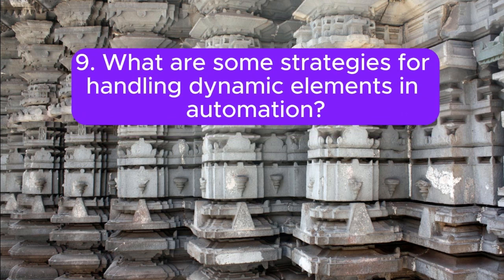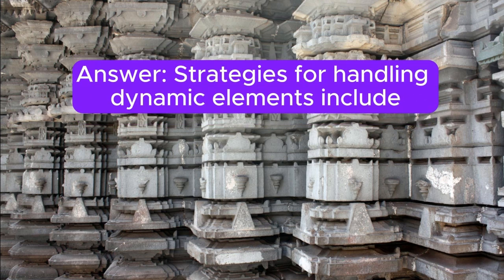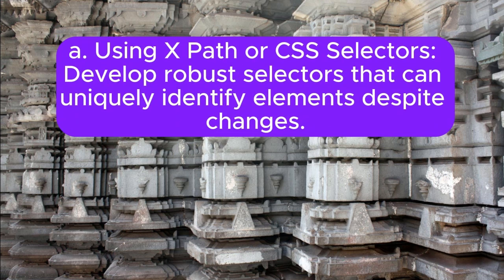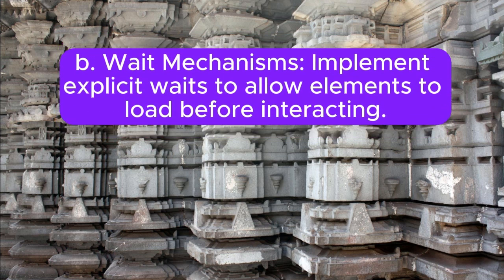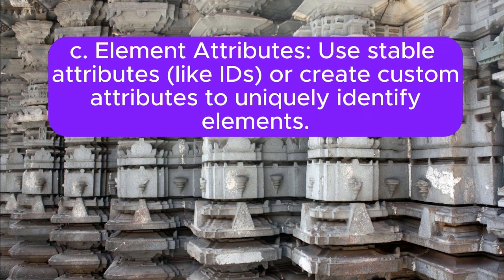9. What are some strategies for handling dynamic elements in automation? Answer: Strategies for handling dynamic elements include: A. Using XPath or CSS selectors. Develop robust selectors that can uniquely identify elements despite changes. B. Wait mechanisms. Implement explicit waits to allow elements to load before interacting. C. Element attributes. Use stable attributes like IDs or create custom attributes to uniquely identify elements.